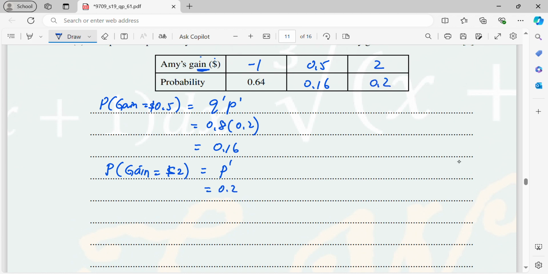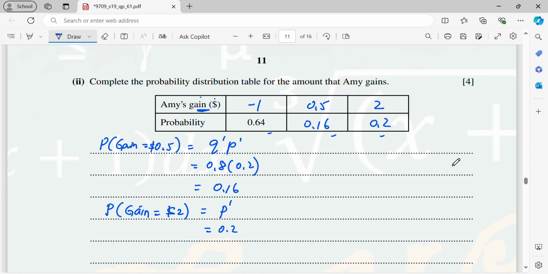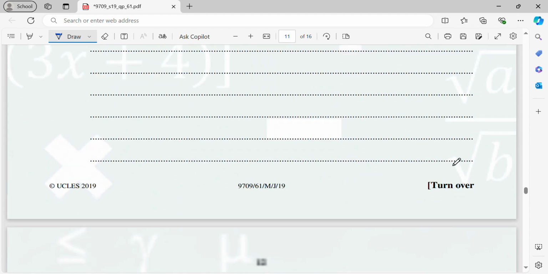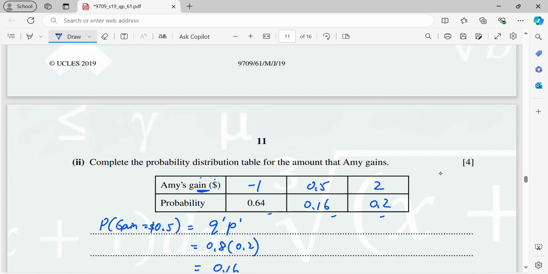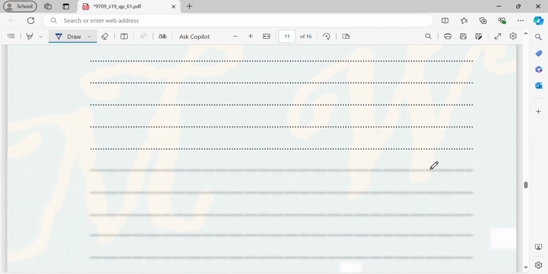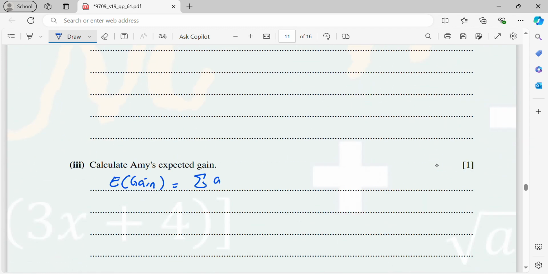So now when you add up these three values, it will be 1. Okay, so that means your probability distribution table is correct. Now, calculate Amy's expected gain. So expected gain is basically the summation of the gain times the probability. Okay, so gain times the probability.